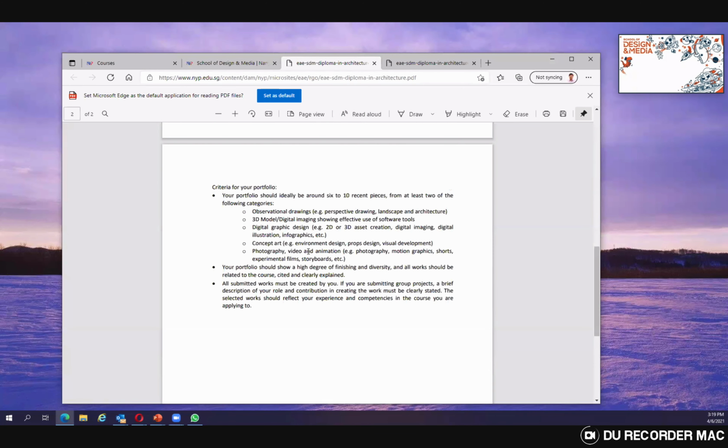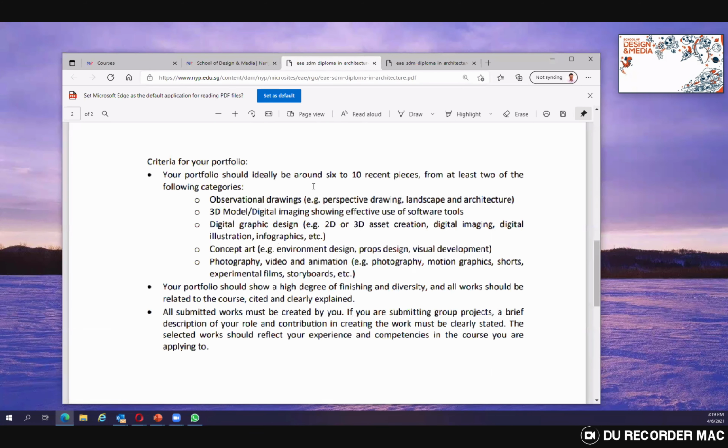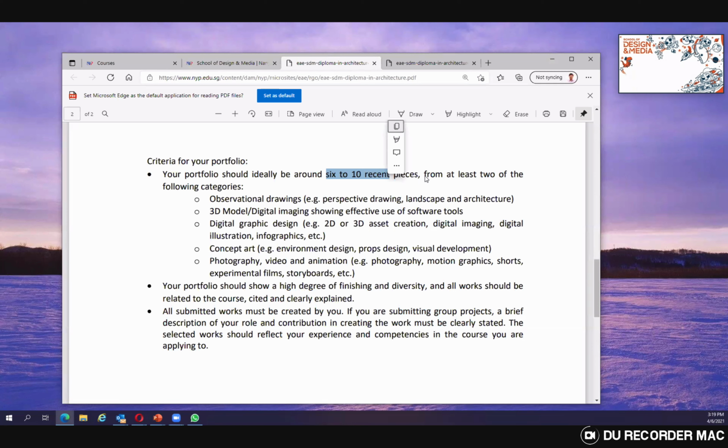So I will take this out again. I'll show you. You notice over here it says 6 to 10 pieces of recent work. Recent. So at least 2 from the category, meaning if I have 3 observation drawings, I can put in another, maybe digital graphic design. So you should have diversity because we have to look at your talent. Everyone has different talent, right?